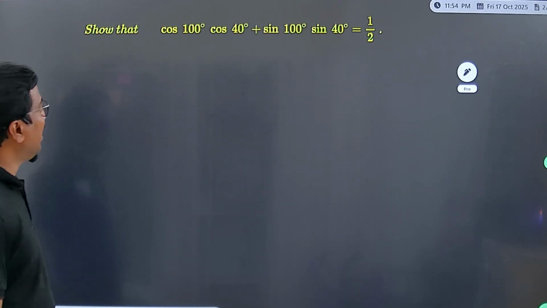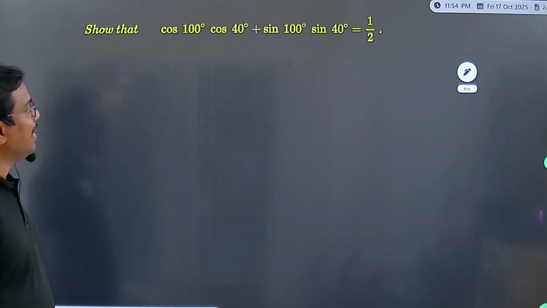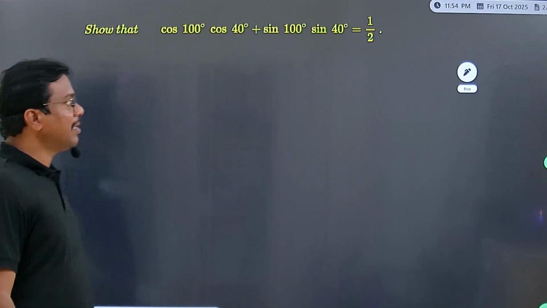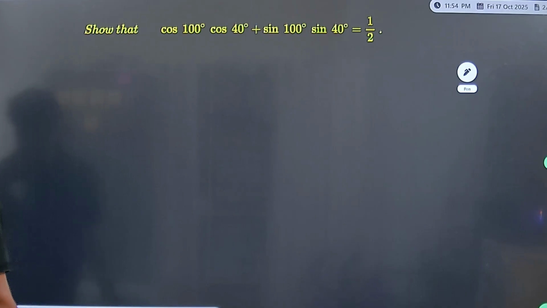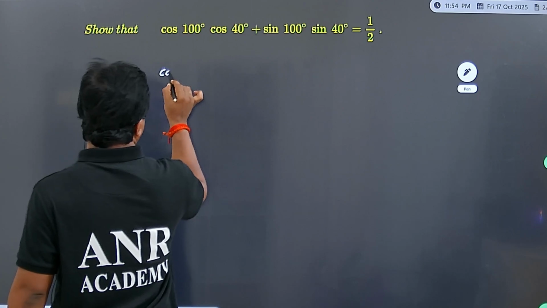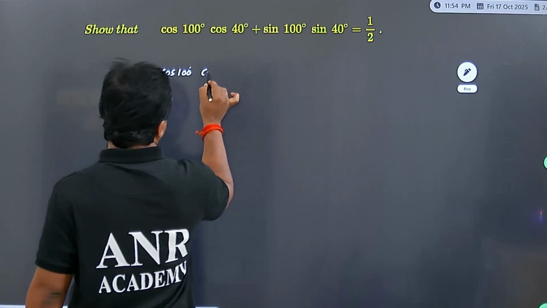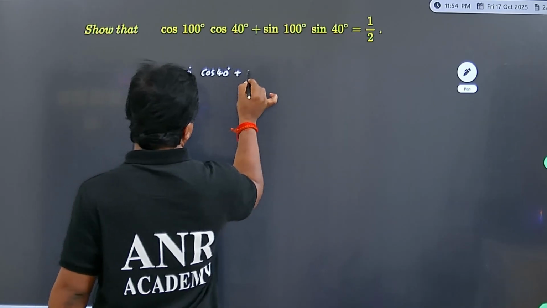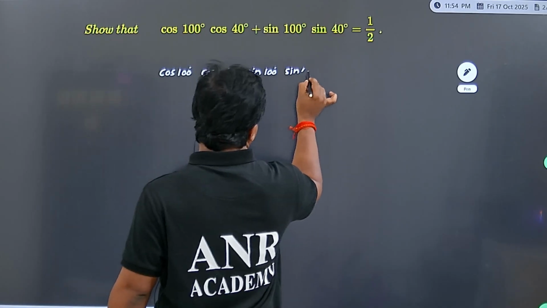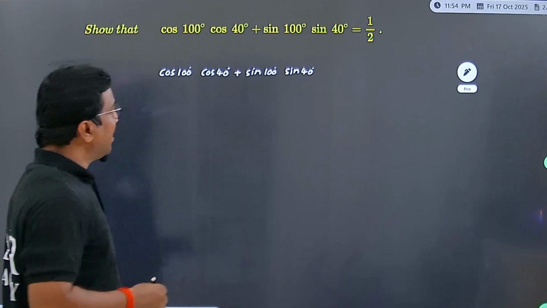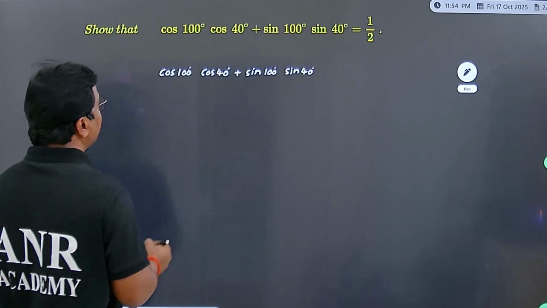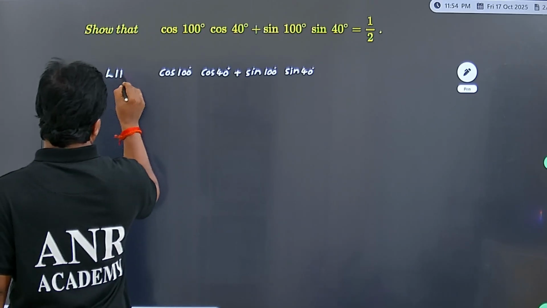Cos 100 multiplied by cos 40 plus sin 100 multiplied by sin 40 equal to 1 by 2. This is the question. Let us see the proof. Given cos 100 degrees multiplied by cos 40 degrees plus sin 100 degrees multiplied by sin 40 degrees, it looks like cos A cos B plus sin A sin B. This is the LHS part.